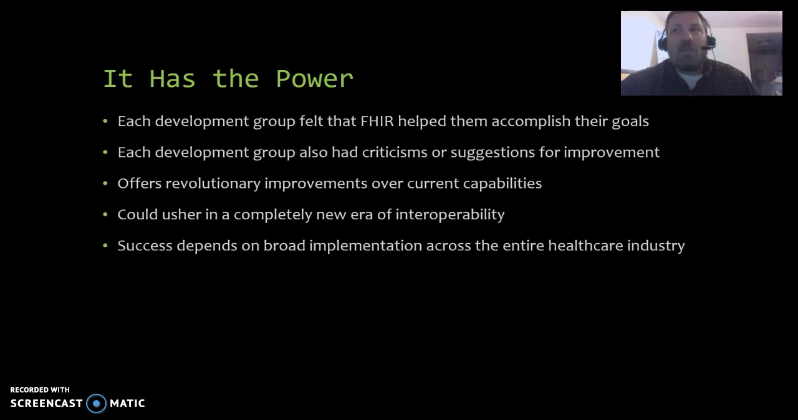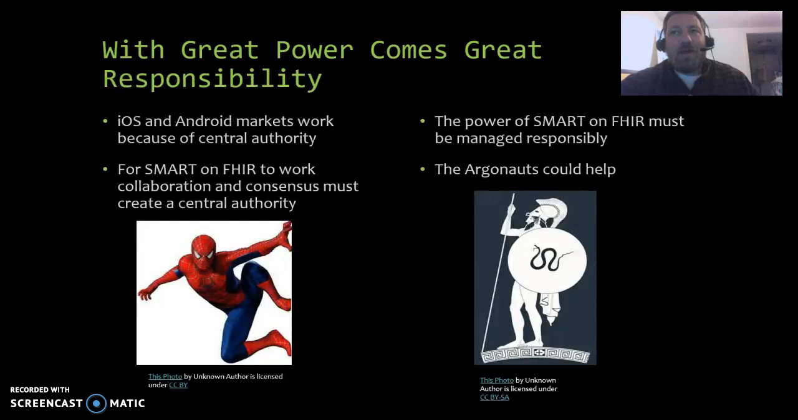So all in all, I think that Smart on Fire has the power to revolutionize the way that healthcare applications are built and implemented. It offers huge improvements over current capabilities, and it really could usher in a new level of interoperability. So it has the power, but it will depend on how it's implemented across the industry. As Spider-Man likes to say, with great power comes great responsibility. And the power of Smart on Fire must be managed responsibly in order for it to be successful.